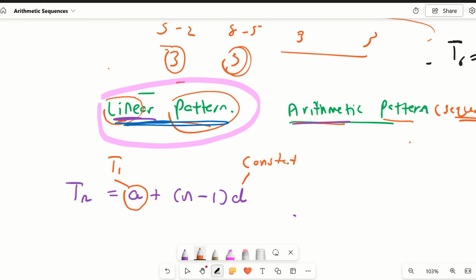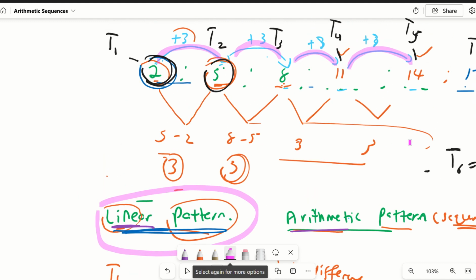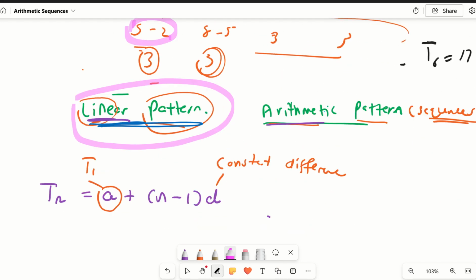Constant means doesn't change. Difference means the number you get when you subtract two things. You saw how we realized that they're adding 3 between successive terms. We just went the next number minus the previous number: 5 minus 2. The answer you get when you minus two numbers is what we call difference. Hence, constant, never changing, difference. Are we all happy?